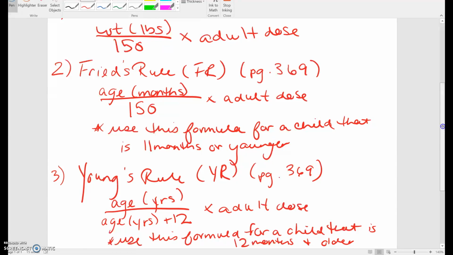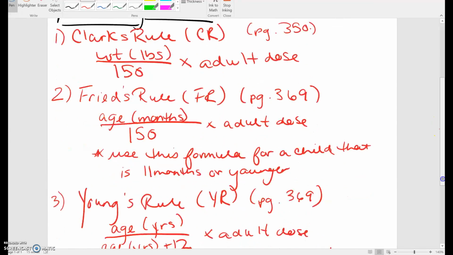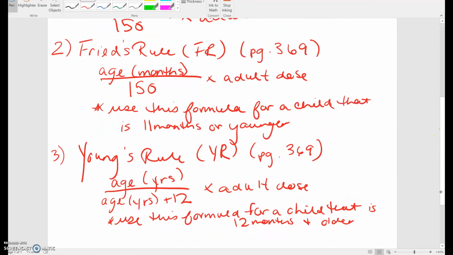So the 3 pediatric formulas that you need to know are the Clark's rule, where you take the patient's weight in pounds over 150 multiplied by the adult dose. The next rule is the Fry's rule, where you take the patient's age in months over 150 multiplied by the adult dose. And the third rule is the Young's rule, where you take the patient's age in years over their age in years plus 12 and multiply it by the adult dose.